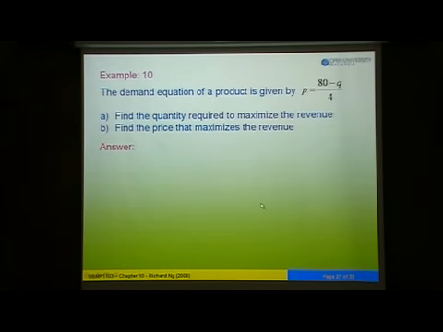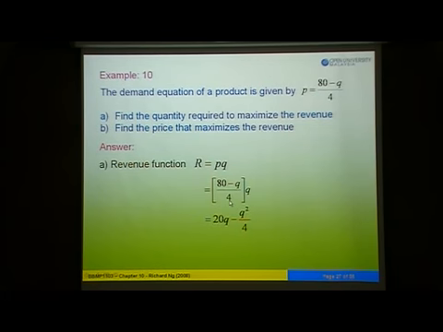Okay, so let's look at example 10. In example 10, the demand equation of a product is given by P equals 80 minus Q over 4. We are asked to find the quantity required to maximize the revenue, part A. And then part B, we are asked to find the price that maximizes the revenue. So we start off with the revenue function, which is P times Q. Substitute P with 80 minus Q over 4, times Q. From here, 80 divided by 4 is 20, and 20 times Q will be 20Q. Negative Q over 4 times Q will give us negative Q square over 4. So this is the revenue function.